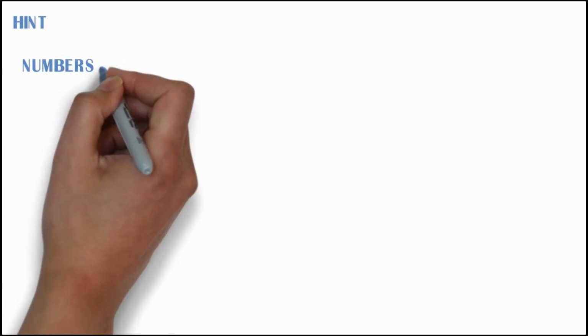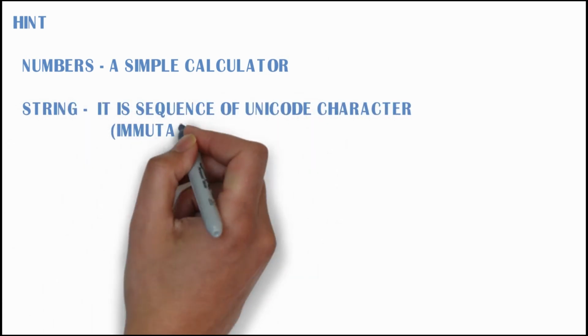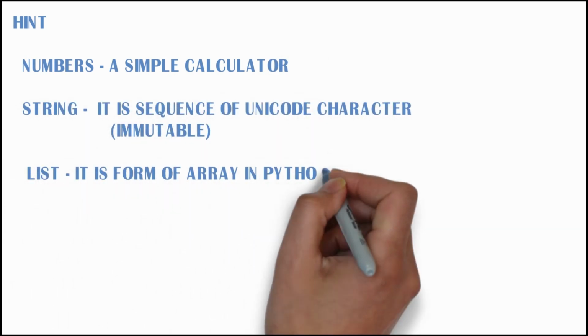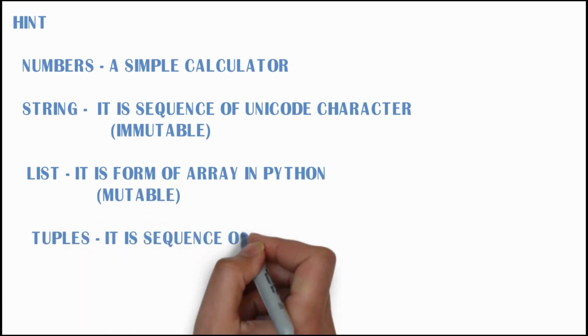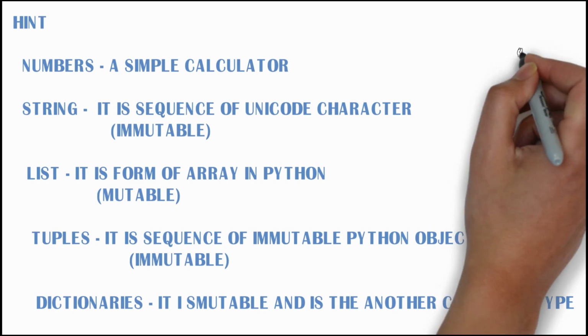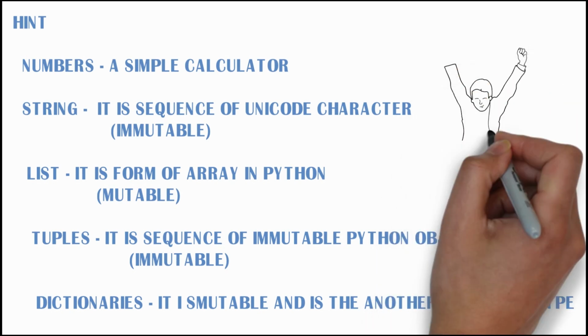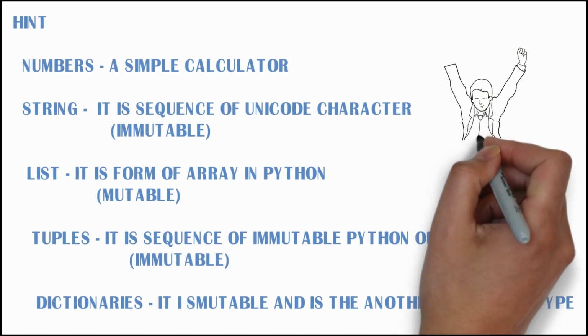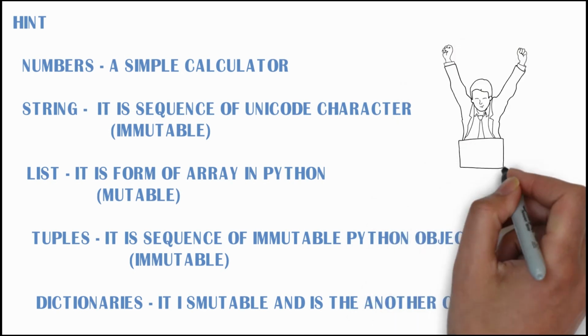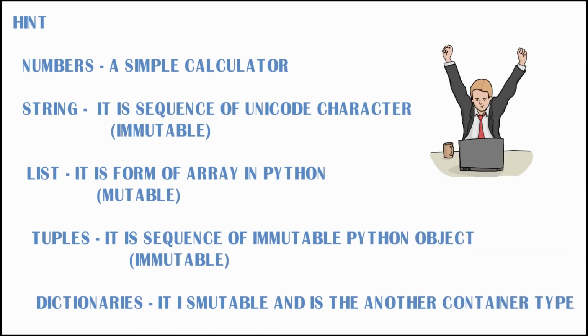Finally, I am going to summarize what we learned in this video. Numbers: a simple calculator. String: a sequence of Unicode characters and it is immutable. List: a form of array in Python and it is mutable. Tuples: a sequence of immutable Python objects. It is also immutable. Dictionary: another container type, and it is mutable.